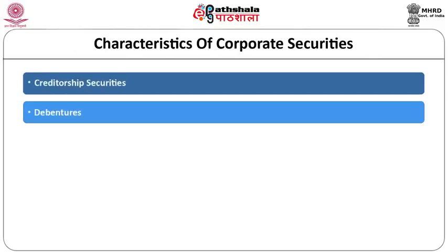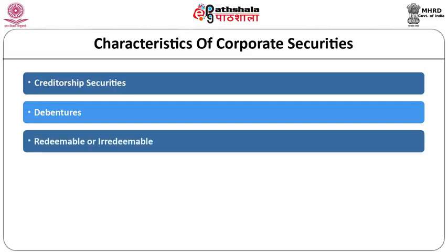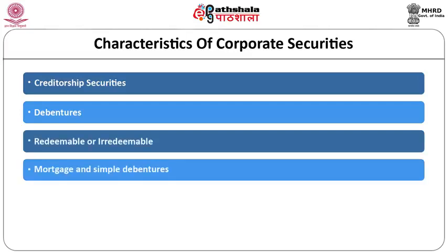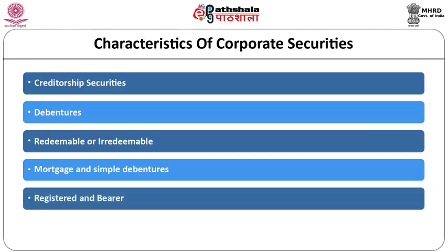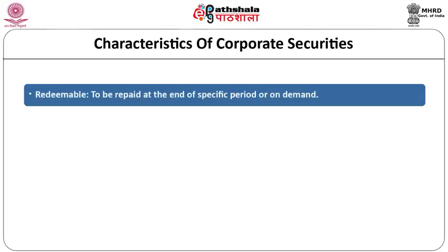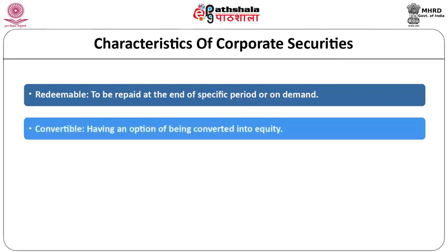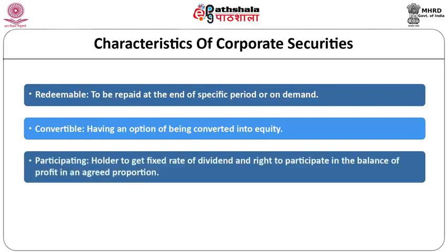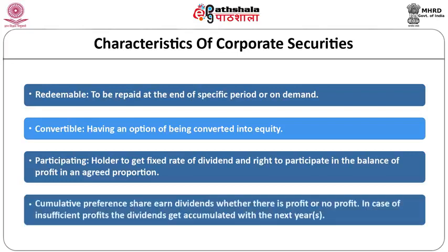Creditorship securities: these are debentures, redeemable or irredeemable, mortgage and simple debentures, registered and bearer, convertible and non-convertible. Redeemable are to be repaid at the specific period or on demand. Convertible are having an option of being converted into equity. Participating: holder gets a fixed rate of dividend and the right to participate in the balance of profit in an agreed proportion. Cumulative preference shares get dividends whether there is a profit or no profit. In case of insufficient profits, the dividends get accumulated with the next years.